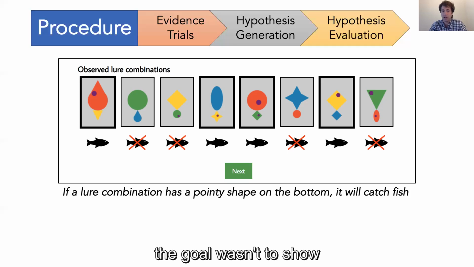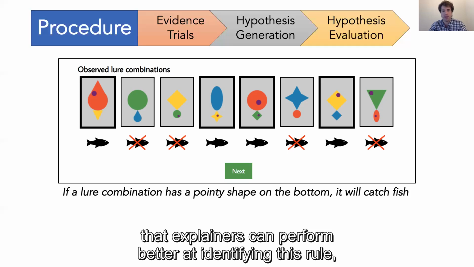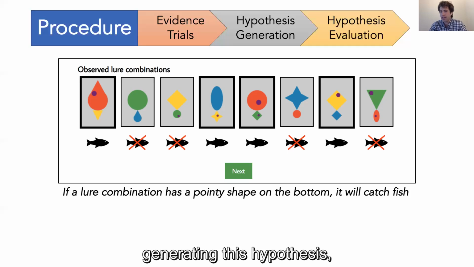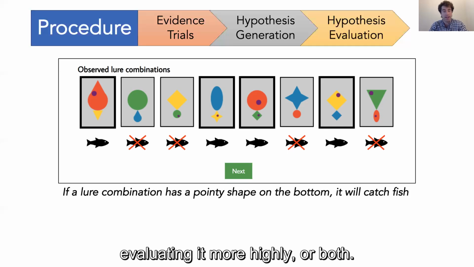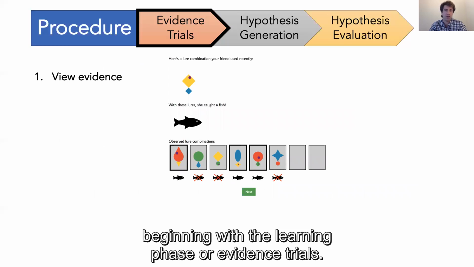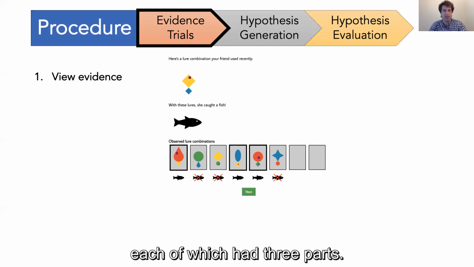As a reminder, the goal wasn't to show that explainers can perform better at identifying this rule, but to figure out what it is they're doing, generating this hypothesis, evaluating it more highly, or both. So here's the procedure, beginning with the learning phase or evidence trials. There were 8 evidence trials, each of which had 3 parts.